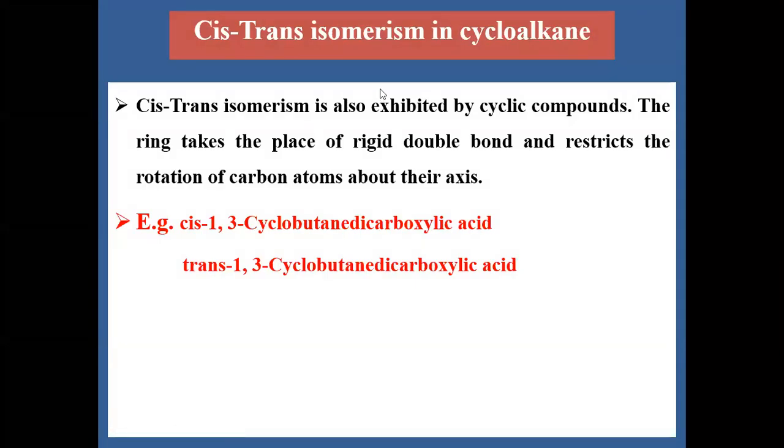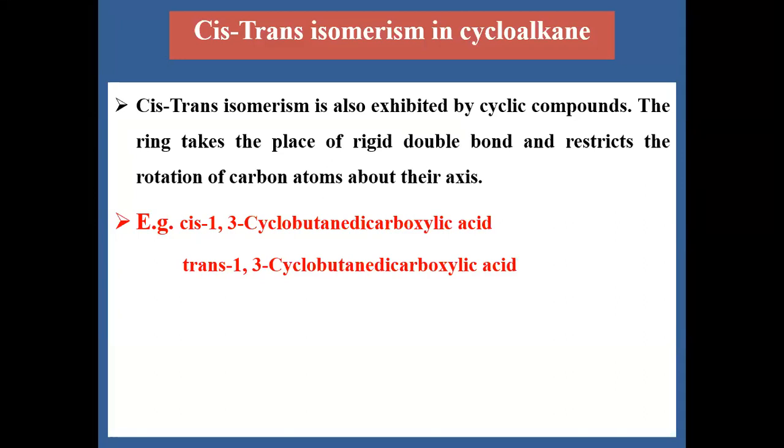Now students, next one is cis and trans isomerism in cycloalkanes. Now, what do you mean by cycloalkanes? Cycloalkanes means cyclic compounds which do not have any type of double bond. So in this case also we are going to study cis and trans isomerism. Cis and trans isomerism is also exhibited by cyclic compounds. The ring takes the place of rigid double bond and restricts the rotation of carbon atoms about their axis.